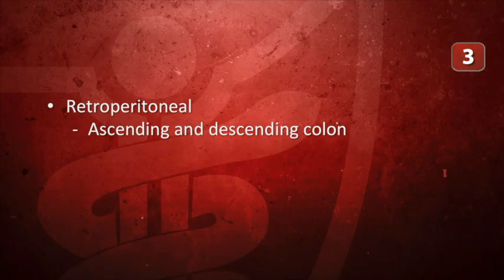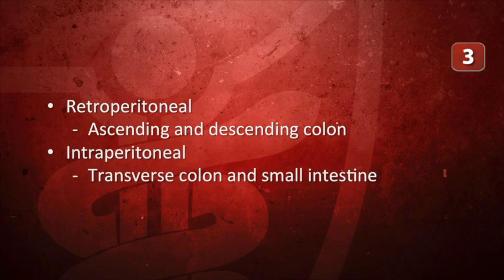The vertically oriented part of the colon on the right side of the peritoneal cavity is called the ascending colon. And then there's a transverse or a horizontal portion called the transverse colon, and then another vertical part on the left side called the descending colon. Now the ascending and descending colon fuse to the posterior abdominal wall, and therefore they become secondarily retroperitoneal, while the transverse colon and the small intestine remain intraperitoneal.